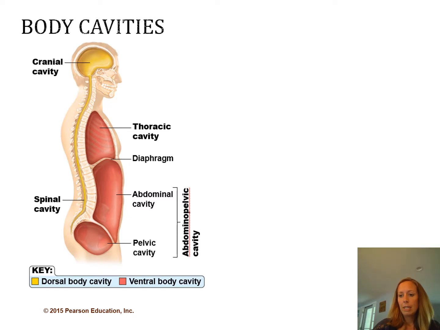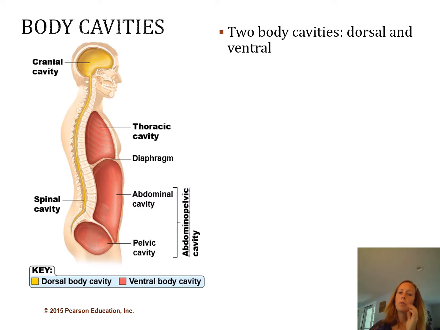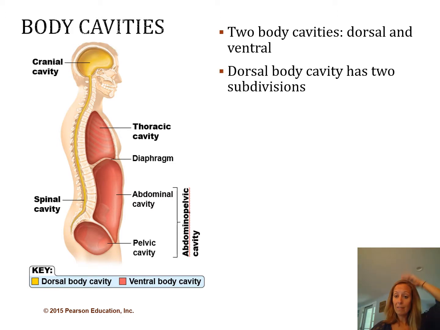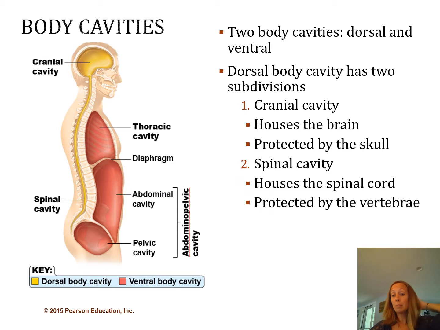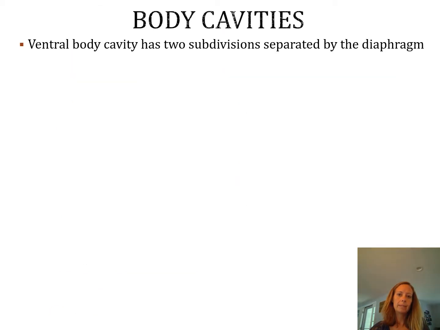Last but not least, body cavities and membranes. So when we look at our body, it's divided into cavities or areas. All right, you have two body cavities, dorsal and ventral, so front and back. Dorsal body cavity, the back one, has two divisions. You have your cranial cavity, which is your brain, protected by your skull, and you have your spinal cavity, which is where your spinal cord stays, and it's protected by vertebrae.